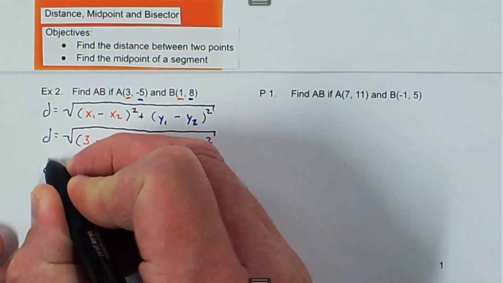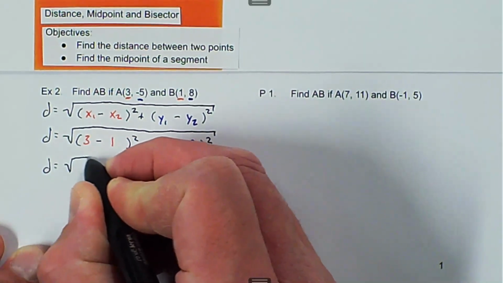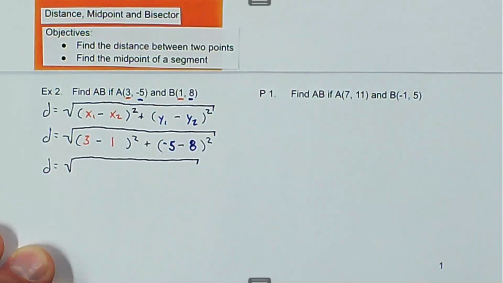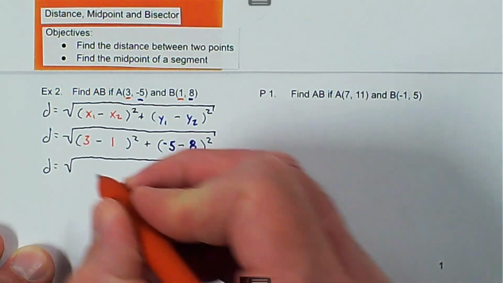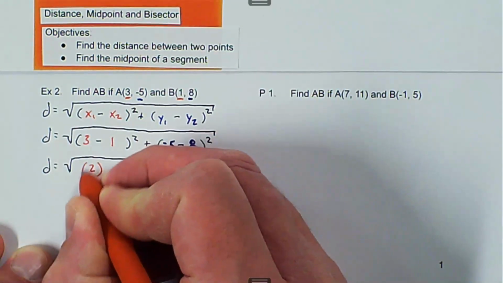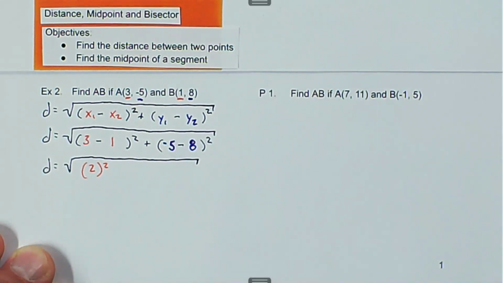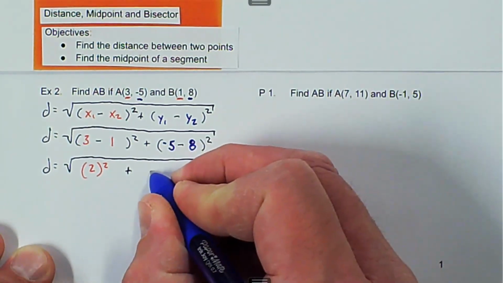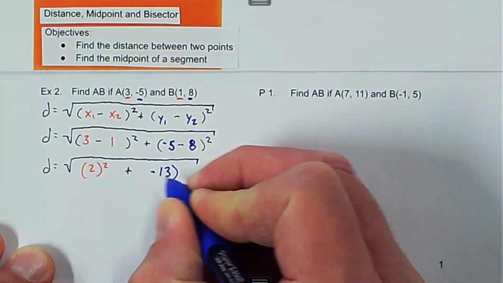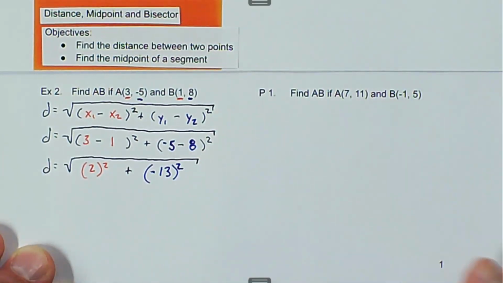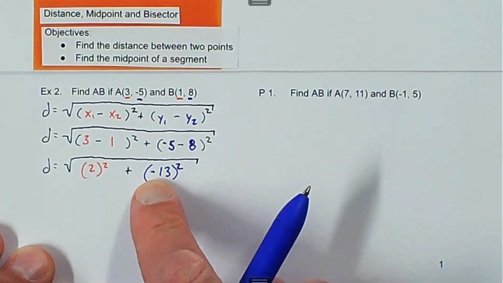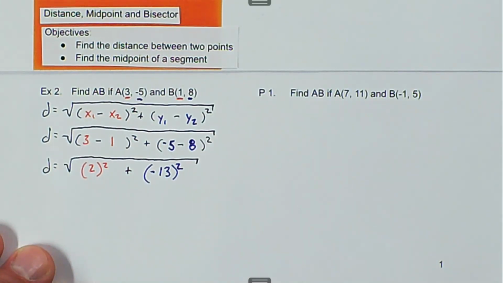So our distance is going to be equal to the square root of 3 minus 1, which is 2. That quantity squared, plus -5 minus 8, which is -13. And we want to make sure we keep that parentheses around to make sure we square that negative sign as well.